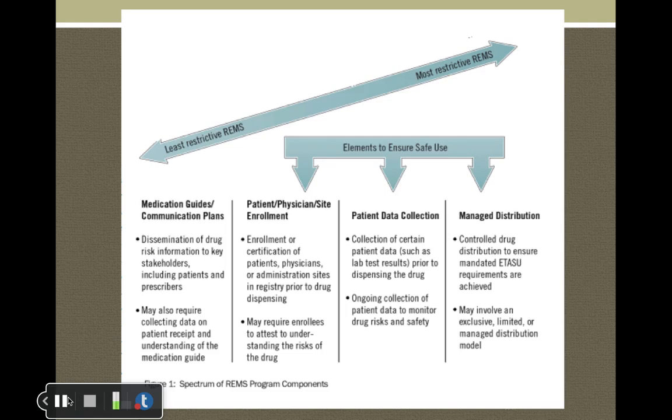So this shows just all the different pieces there may be within the REMS, from least restrictive to most. So medication guides and communication plans are the least restrictive. That's simply providing education to patients about a medication, to most restrictive being managed distribution. So some medications are only available through certain wholesalers or through certain mail order pharmacies to try and make sure that people handling those medications really know how to safely use that medication in a patient population.